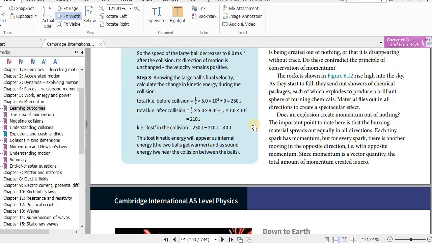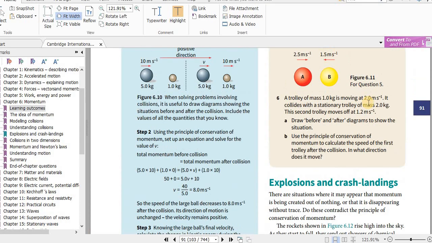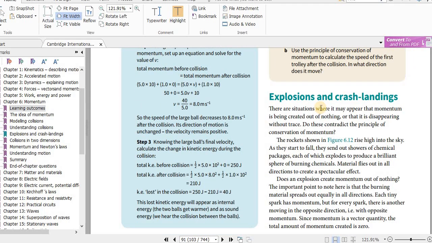It can cause the balls to get warmer, and also part of the energy here, 40 joules, is the sound energy, we can say. Alright, so you have to do these questions and check the answers in the back of the book.